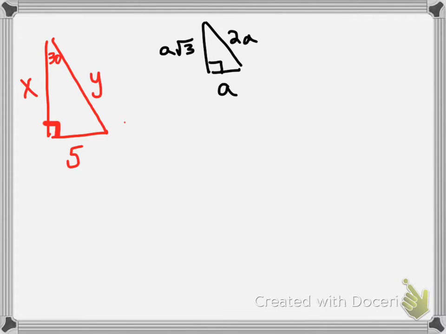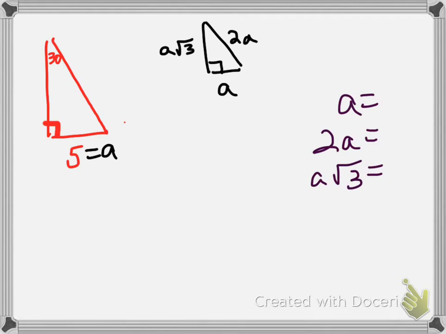This triangle is a 30, 60, 90 triangle, so we'll draw our 30, 60, 90 template. And I'm going to use a on it because I don't want to use letters that are in the problem. So I've got a, a root 3, and 2a. And I'm going to start with the side that I'm given. It gives us 5 equals a.